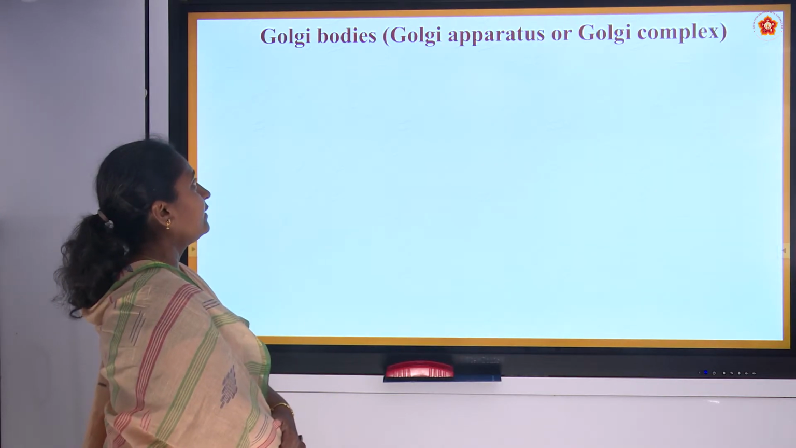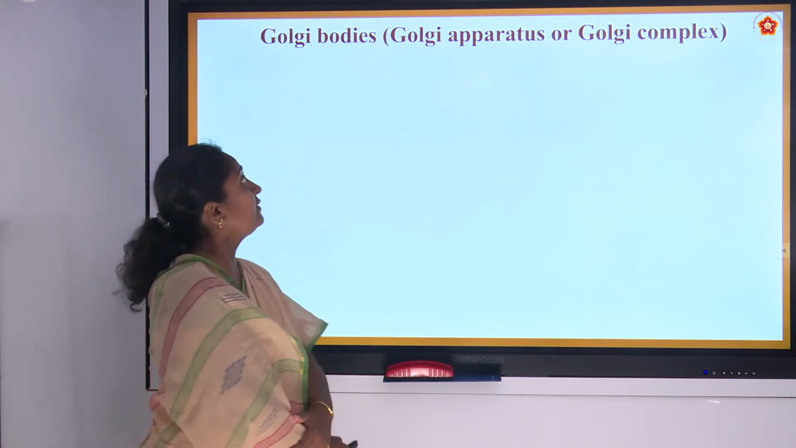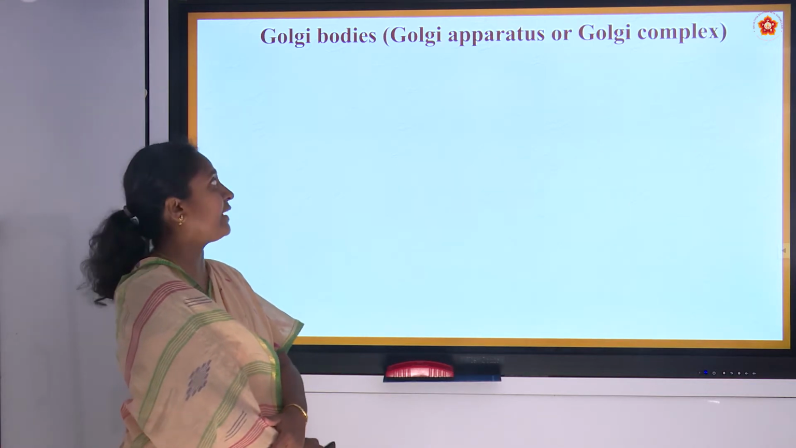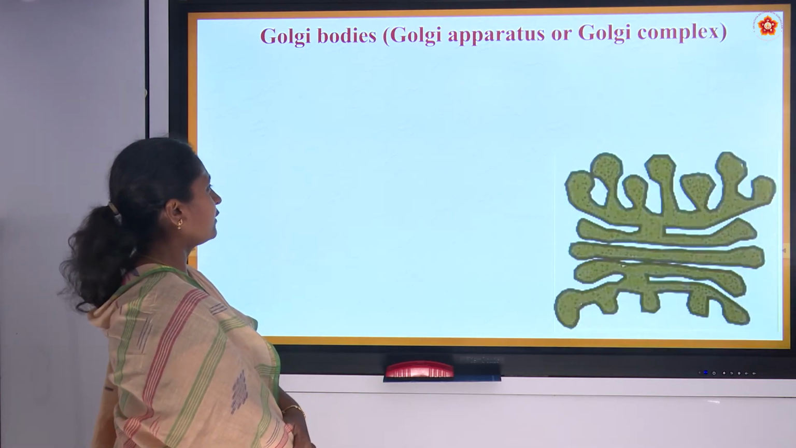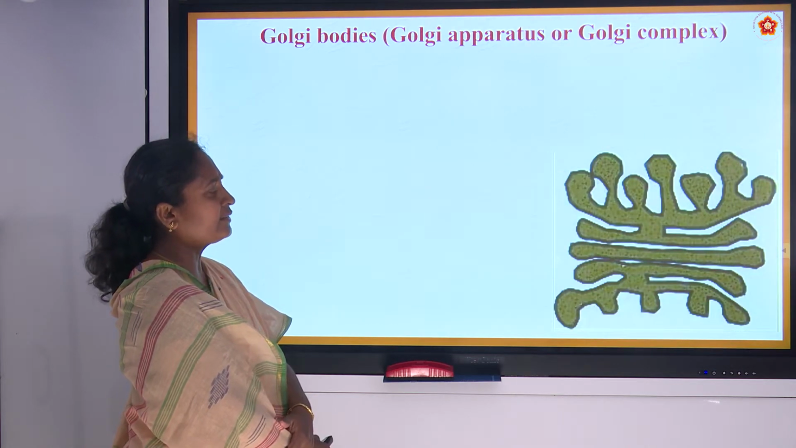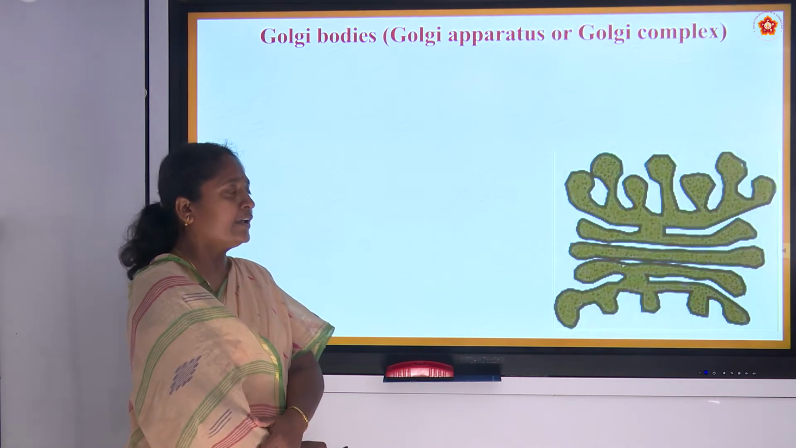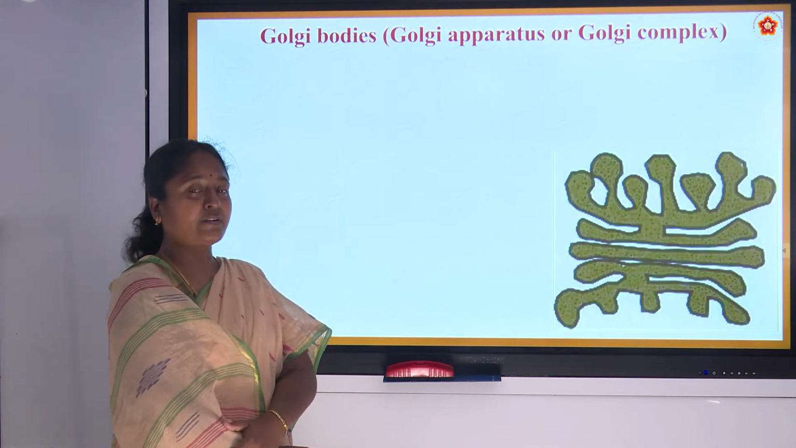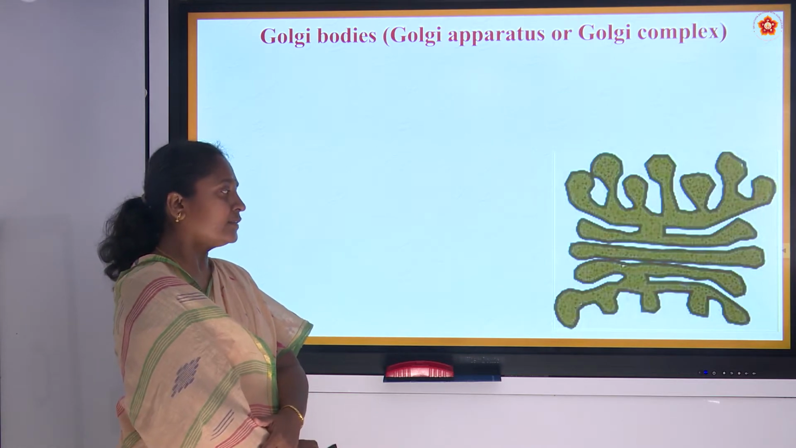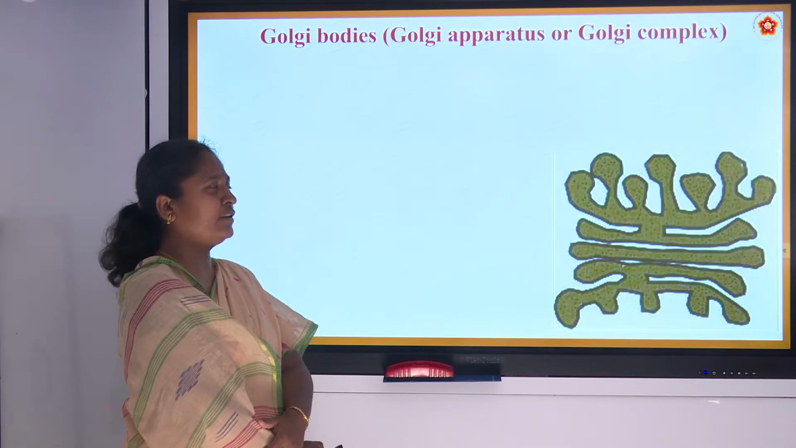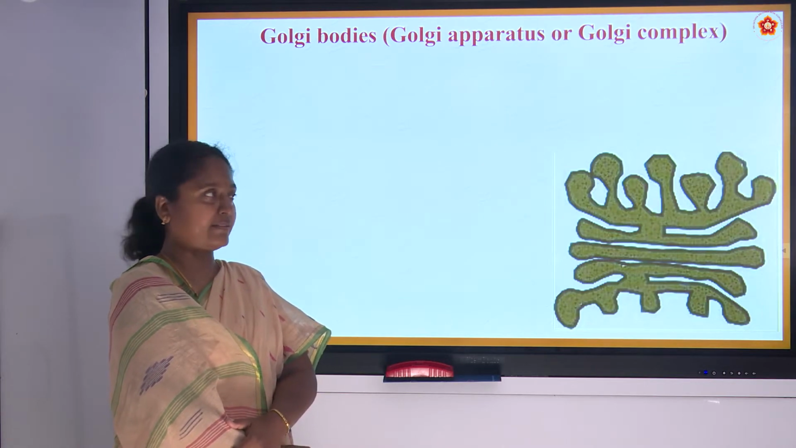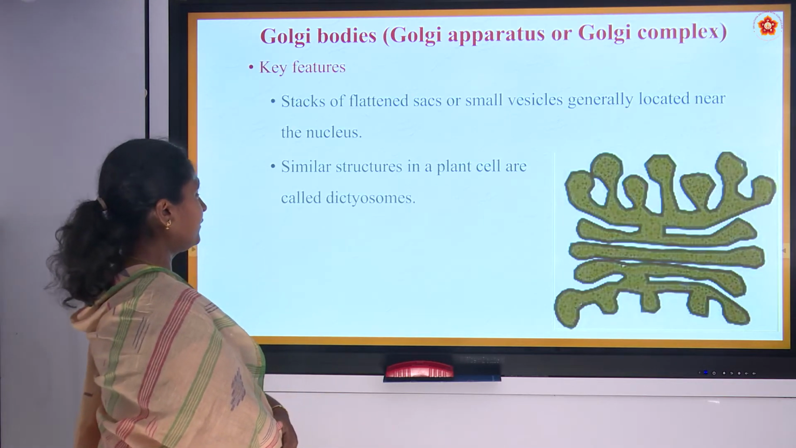Next organelle is the Golgi complex or Golgi body or Golgi apparatus. All are the same. Okay, now we will see what a Golgi apparatus is and how it looks. You can see it is also a membranous structure. You can relate that to the endoplasmic reticulum a little bit, right? So you can see the similarity in the structure. It is in continuation with the endoplasmic reticulum. So we will see the key features.